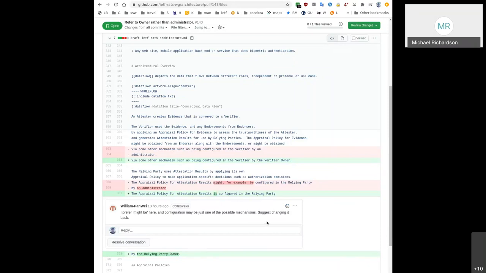Yeah, I think the "is". What if we say using "is typically"? That's fine, too. But either way, I think it can be interpreted correctly by just using the word "is". Yeah. Because it's purposefully not identifying the entity that is making the change or doing the configuration. So I guess I would suggest "is typically", but I don't feel strongly. I'm fine with "is".